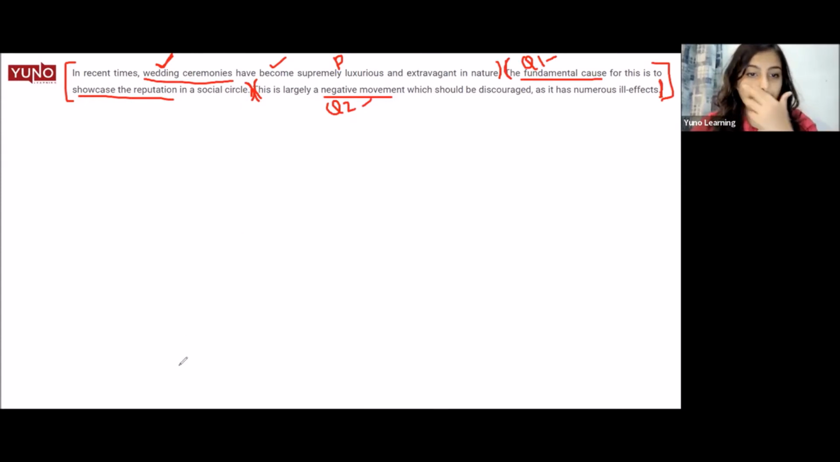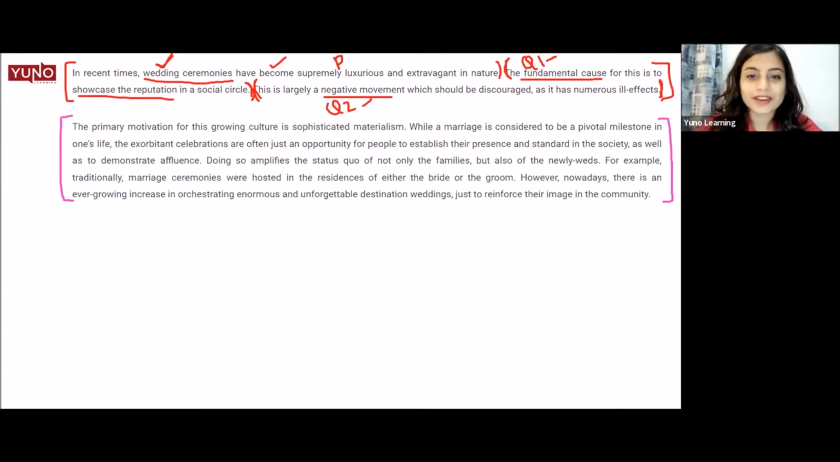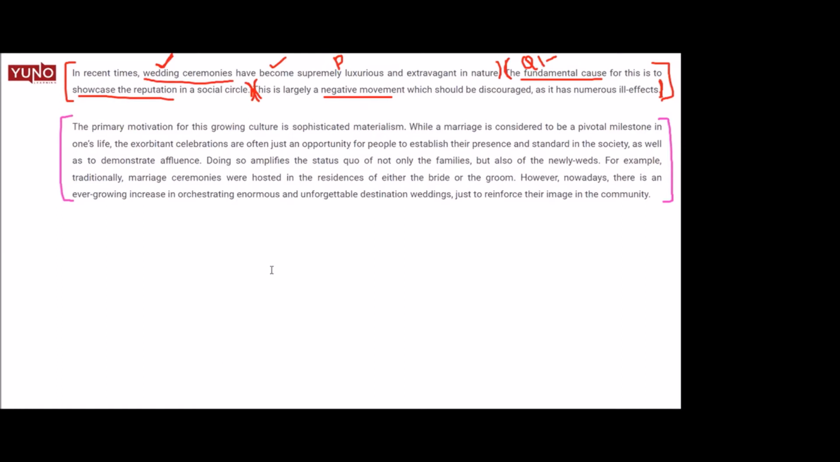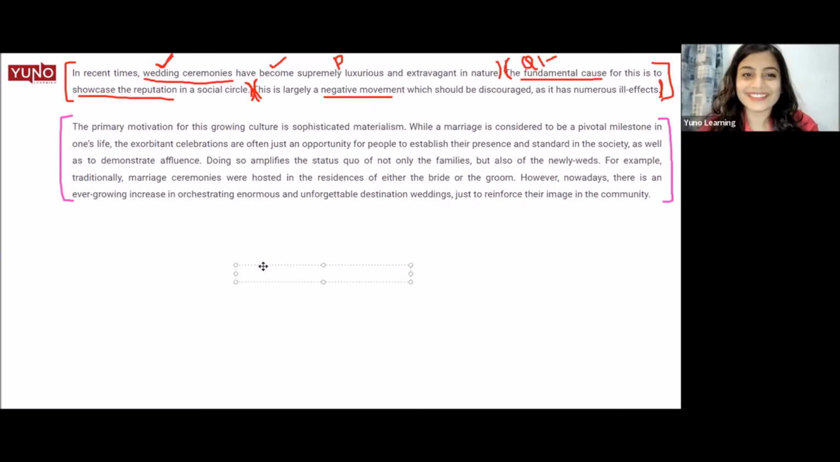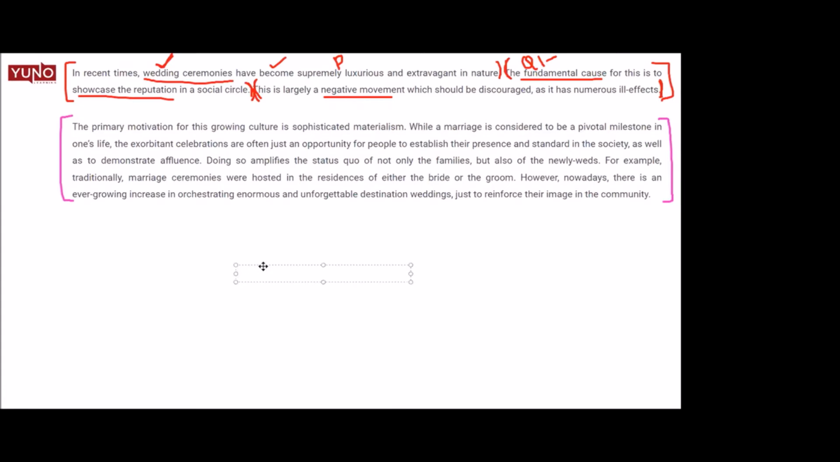All right. Now let's look at the first body paragraph. Let's look at this paragraph closely. But before I go on, what is the core idea of this paragraph? What is this paragraph about and what is this answering? Can somebody tell me that? Saying that it's a negative impact. Is it? Read again. No. Why they are becoming more extravagant?